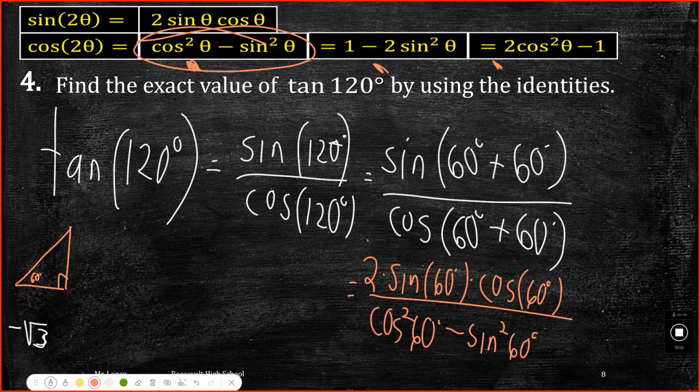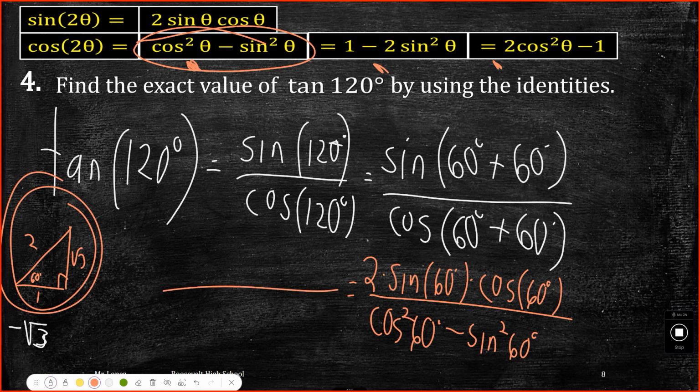60 degrees is what we're looking at: 60, root 3, 2, 1. Let's put the numbers in. What is sine of 60? You're standing right here at 60. What's sine of 60? Root 3 over 2. Yes or no?